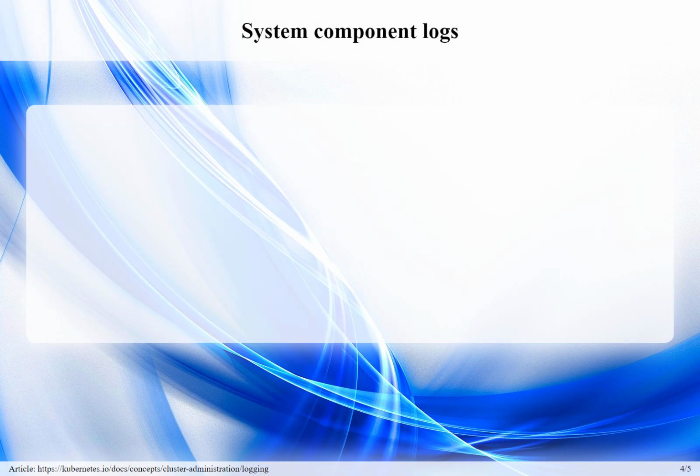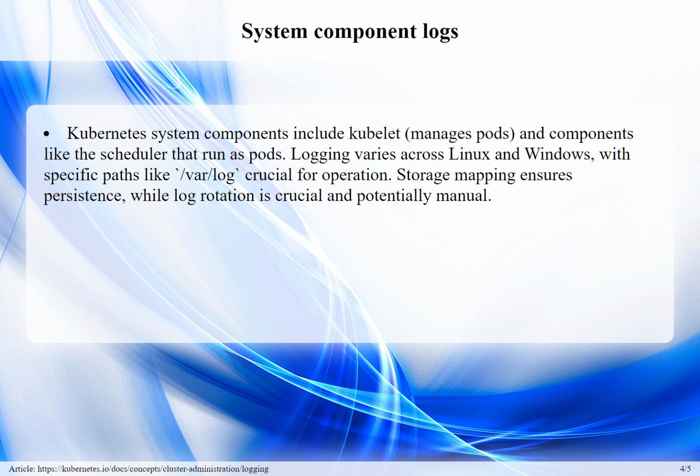System component logs. Types of system components. Component categories. System components in Kubernetes are classified into those running within containers and those directly involved in running containers. Examples include kubelet and container runtime.